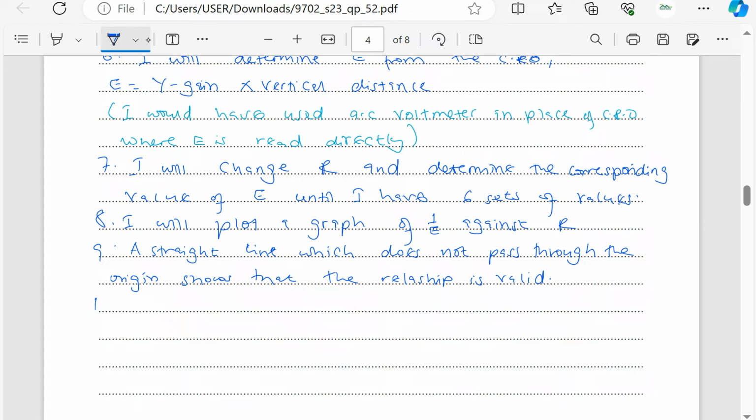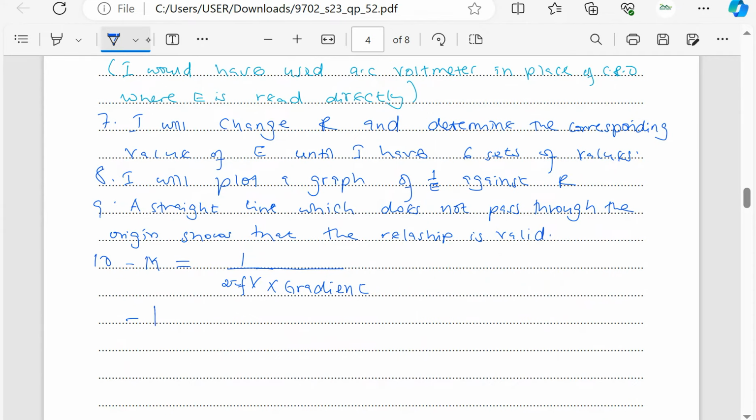Okay, then number 10. Of course, we had to find M and K. To find M, we have already seen that M is going to be 1 over 2 pi FV times the gradient. So you have to tell the examiner this, what M would be, and we have also seen what K would be. You tell the examiner that K would be 2 pi F V times Vm multiplied by the y-intercept. We have seen this on the first page.